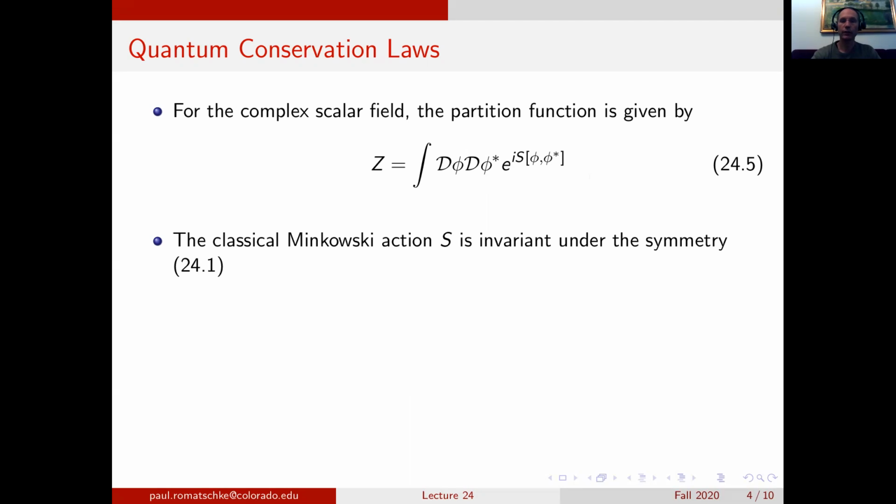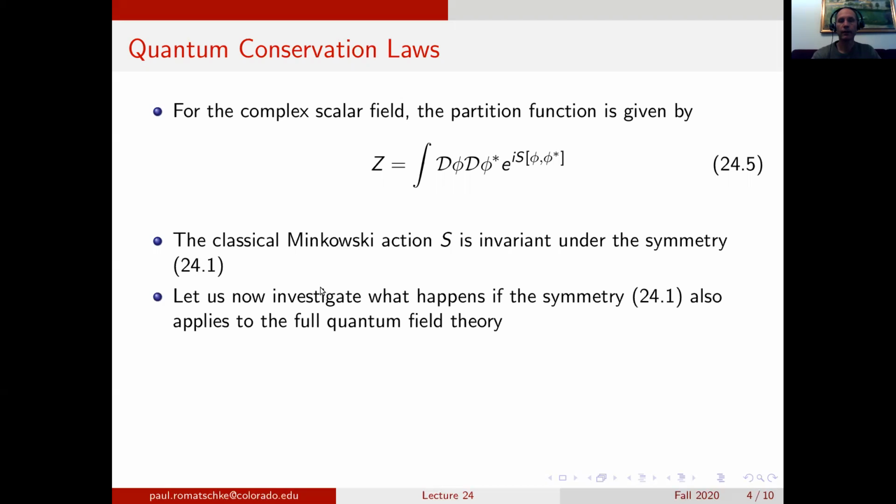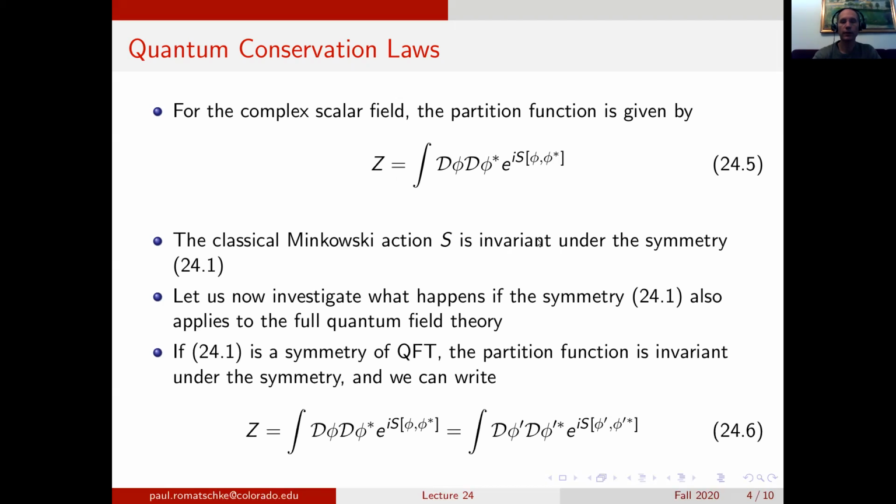We know that the classical Minkowski action S is invariant under the symmetry phi going to e to the i alpha times phi. That's the symmetry spelled out in equation 24.1. And what we want to do now is investigate what happens if the symmetry is a symmetry of the full quantum field theory, not some classical approximation, but it really is a symmetry of, for instance, this partition function. If it is a symmetry of the partition function, it does not matter whether we write down the path integral over the original fields phi or over the transformed fields phi prime and phi prime star, because it should be the same, if the theory really has an invariance under this particular symmetry.